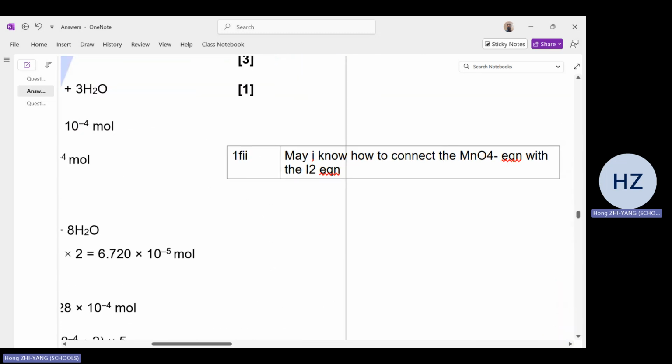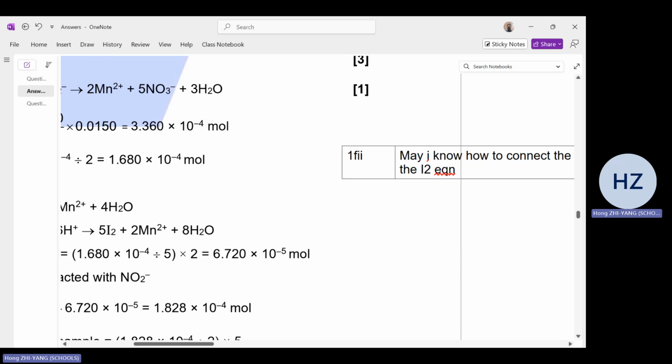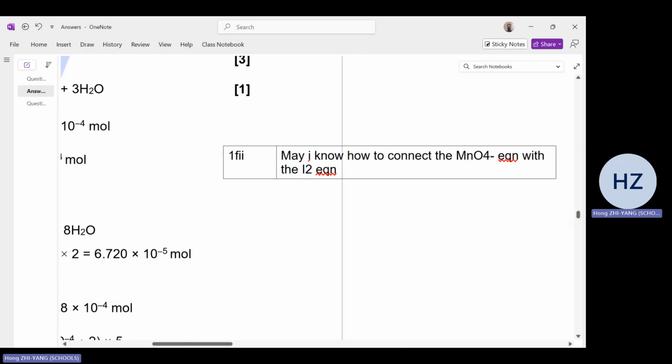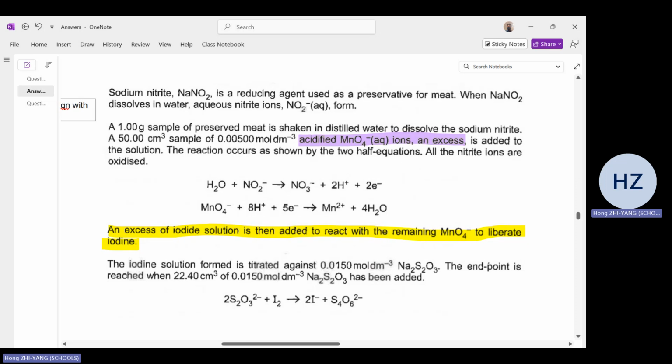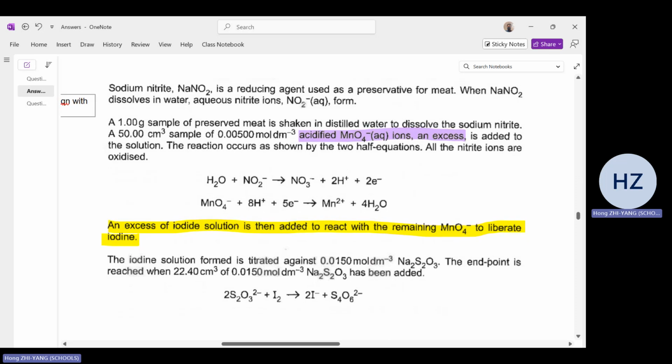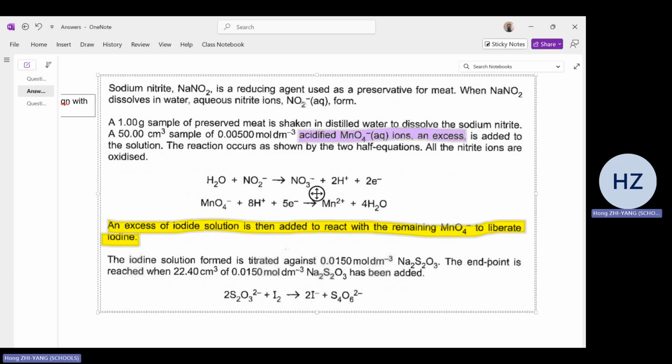1F part 2. Okay, this is the titration area, right? With iodine thiosulfate, and there's a reaction with manganate. How do I know how to connect the manganate equation to the iodine equation? Ooh, okay, good question. Right, you have to treat it like a standard titration, like practical. So if you all look at the question for 1F, you have a sample of preserved meat. The meat has sodium nitrite inside, so you use distilled water to dissolve the sodium nitrite.